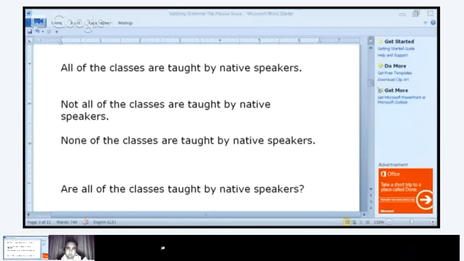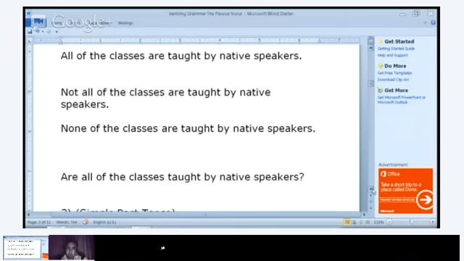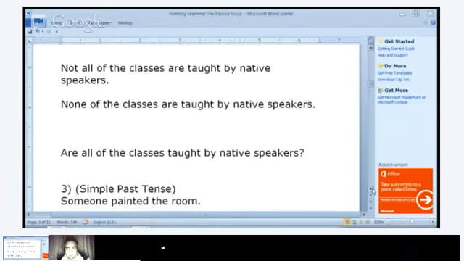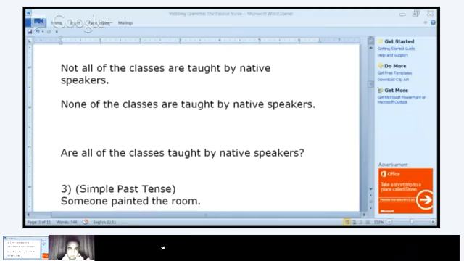Let's move on to another example, and I'll see if I can explain a little bit more with it. Let's go on to the next idea. Simple past tense. Someone painted the room. Could I have some students please write into the chat box the negative version of this and a question version of this.